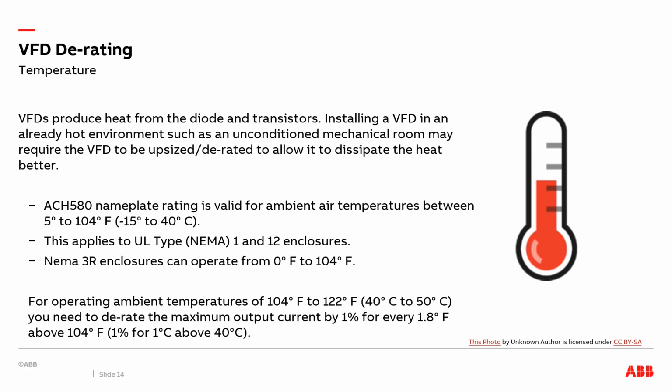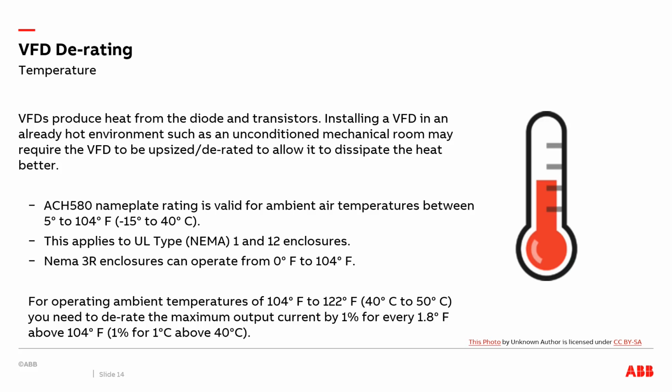So the ACH580 nameplate rating is valid for ambient air temperatures between 5 degrees Fahrenheit all the way up to 104 degrees Fahrenheit, or negative 15 degrees to 40 degrees Celsius. This 5 to 104 degree range applies to UL type or NEMA type 1 and 12 enclosures. The NEMA 3R enclosures can operate from 0 degrees Fahrenheit all the way up to 104 degrees Fahrenheit.